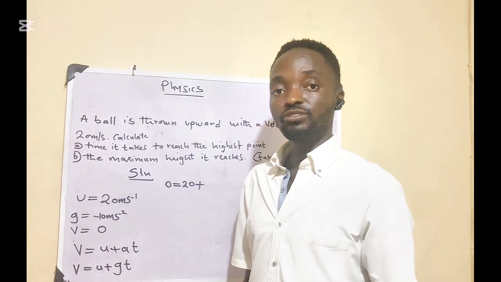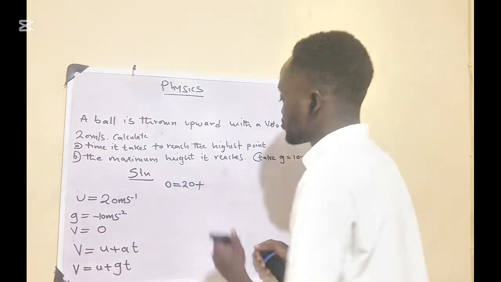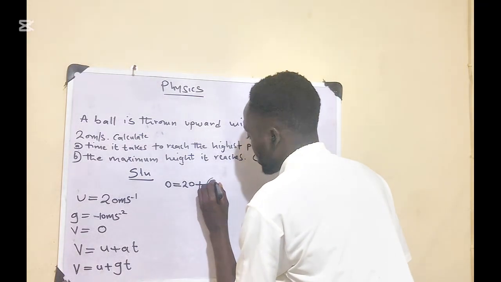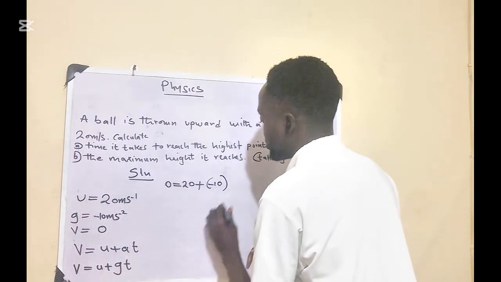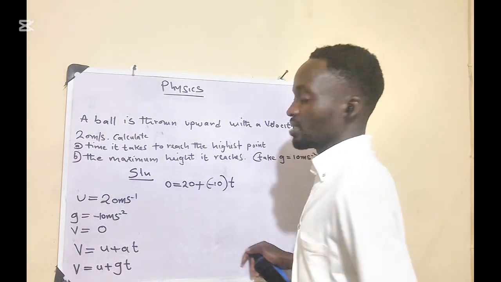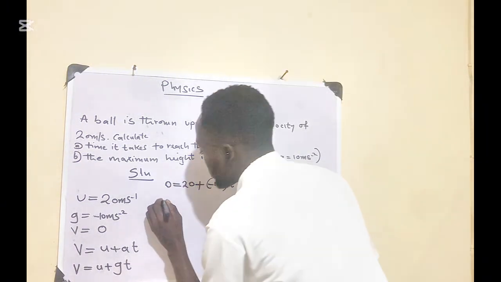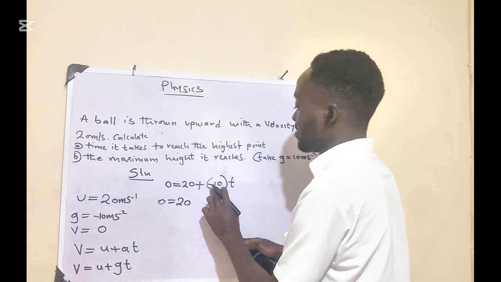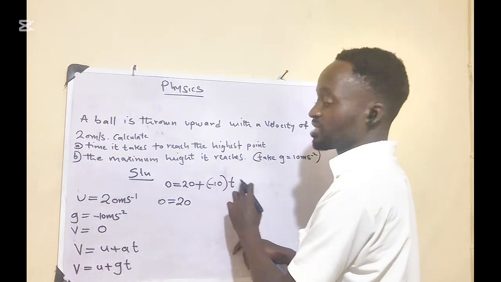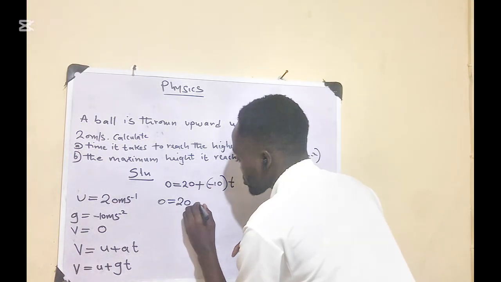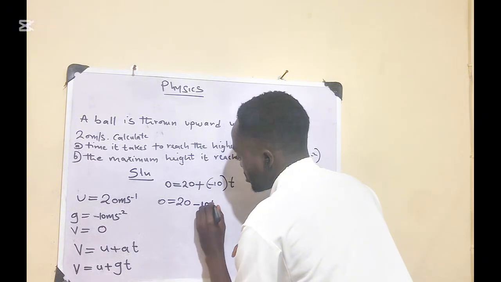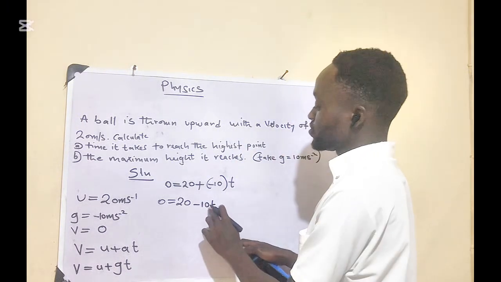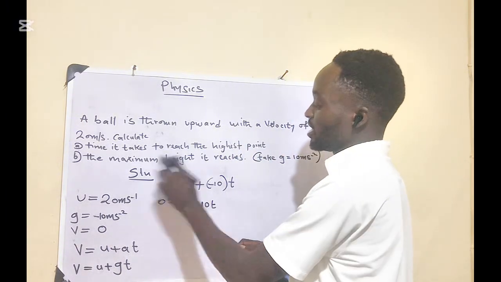Is that understood? So that means g now is going to be minus 10, then times t, which is the time that we are asked to find. So we have 0 is equal to 20, now minus 10 times t. Minus 10 times t is going to give us minus 10t.